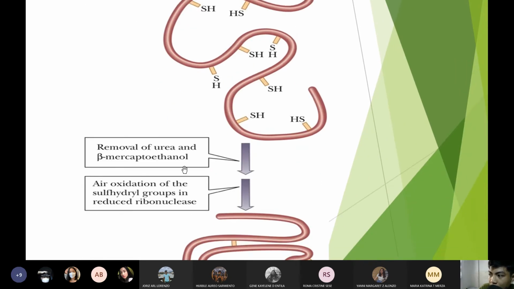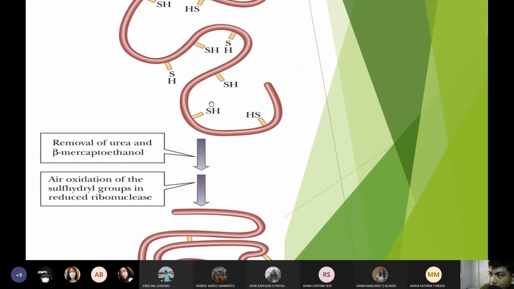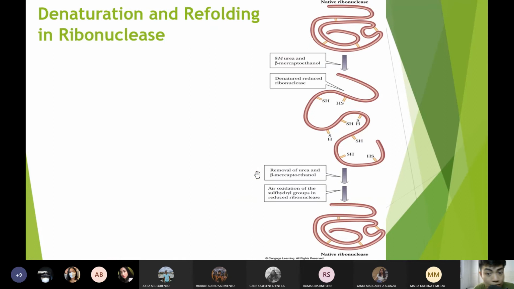However, when you remove this, and you oxidize this in the air, they connect together again, producing the same protein. So yes, denaturation is reversible, but maybe for the context of the egg you saw before on Facebook, I don't know if it's still good to eat, because they mixed in all sorts of things with the egg. But yeah, denaturation is possible. And I don't know if the albumin there still works.